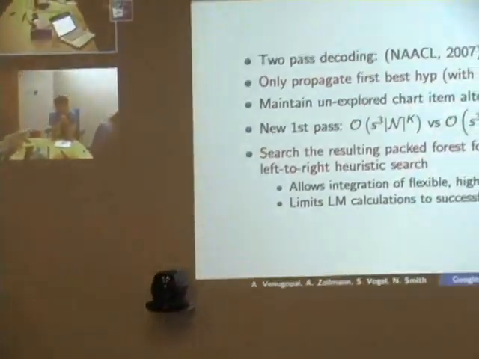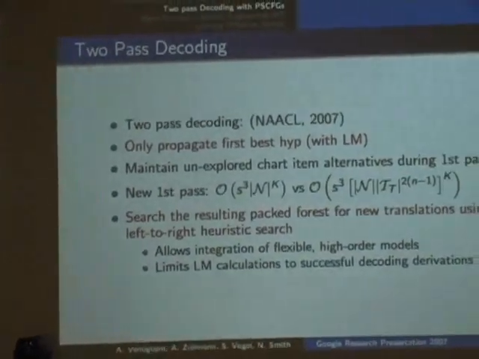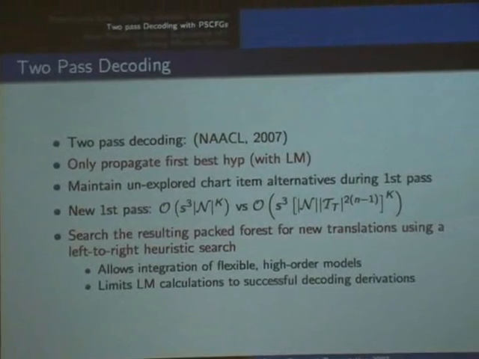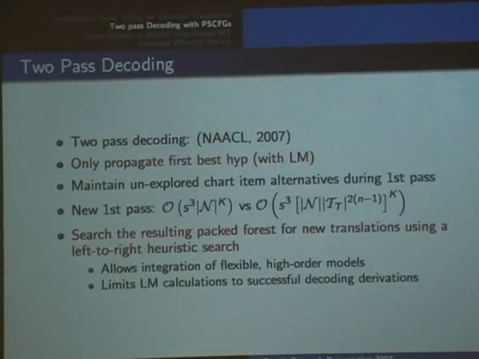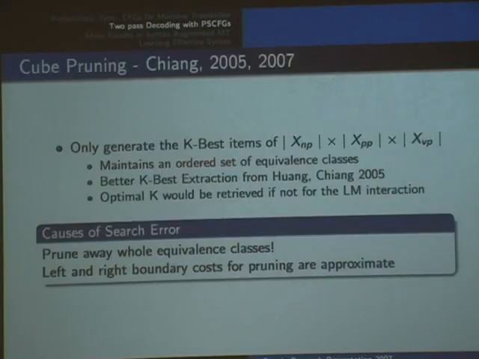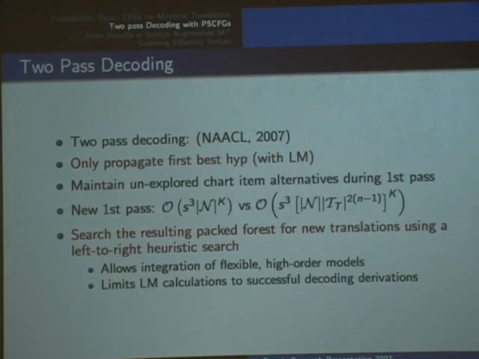So what we suggest is let's go one step further with this assumption that we only need to consider the first k. We propose a two-pass decoding approach, where in the first pass, we only propagate the first best hypotheses. What this means is, in this example here, instead of considering everything from XNP, everything from XPP, everything from XVP, we only consider the first best from each one. And we only propagate this first best up the chart. We leave all the other alternatives there. We don't throw them away. We leave them in there, but we only propagate the first one.